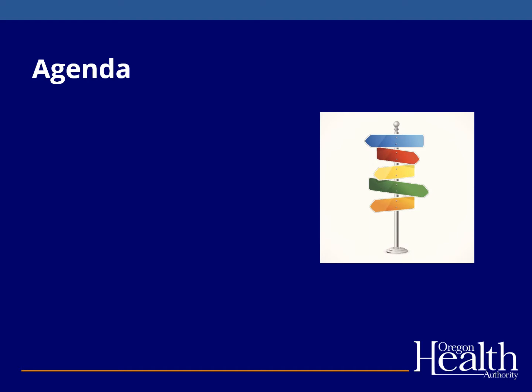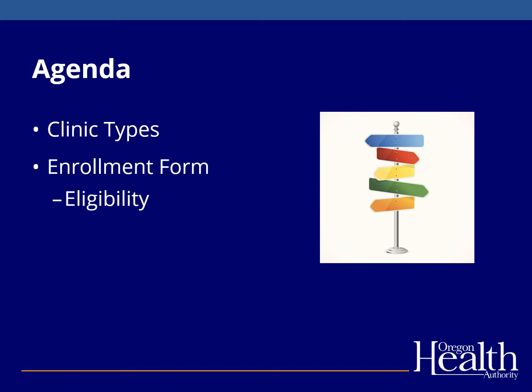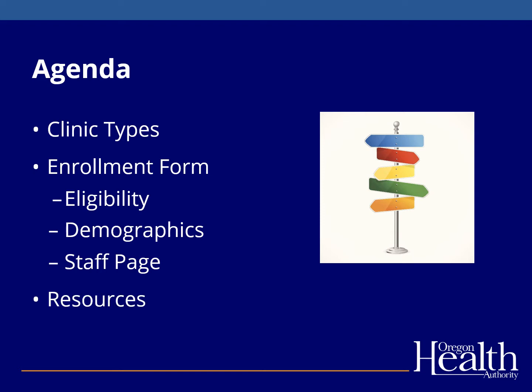This video is meant to help clinic staff at RH Program Clinics navigate the RH Program Enrollment Form. To give staff a full understanding of how we use the information provided on the enrollment form, I'll start by going over our different clinic types. Then, I'll go over each section of the enrollment form, including the eligibility section, the demographics section, and the staff page. And I'll finish by showing the client enrollment webpage where you can find more resources.